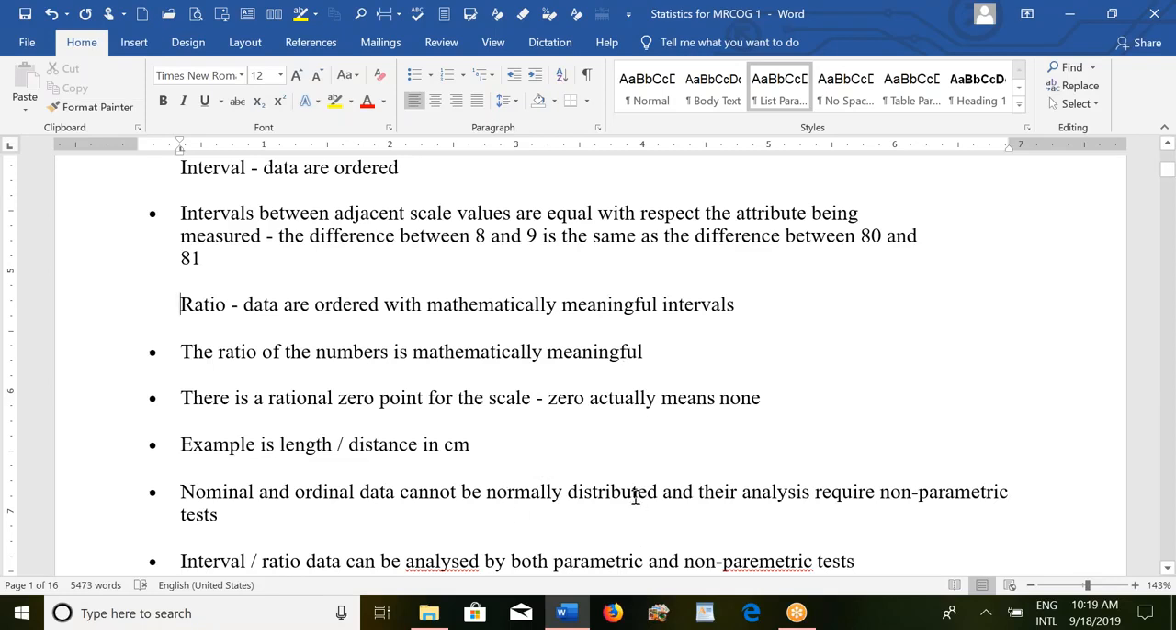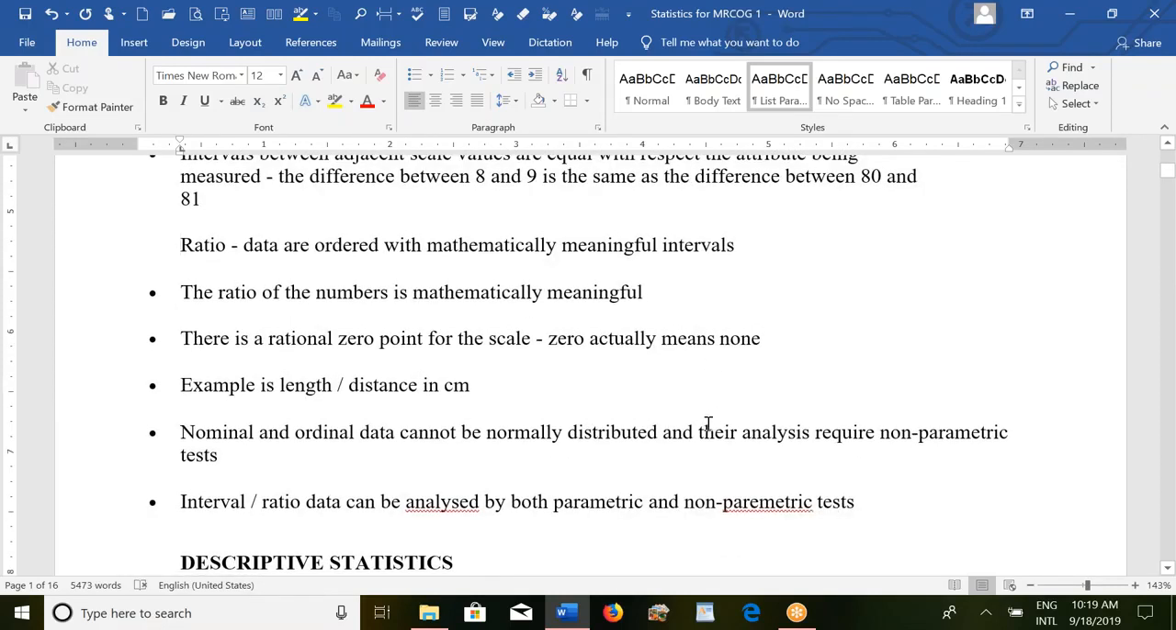So here they have given you a reference point. What is the reference point? Your hospital. So whenever you are starting from 0, or you are using the same reference point, you will say that the type of data will be ratio. There is a rational 0 point for the scale, and 0 actually means none, because if they stay in the hospital, then they are not at any distance. That is 0 distance.